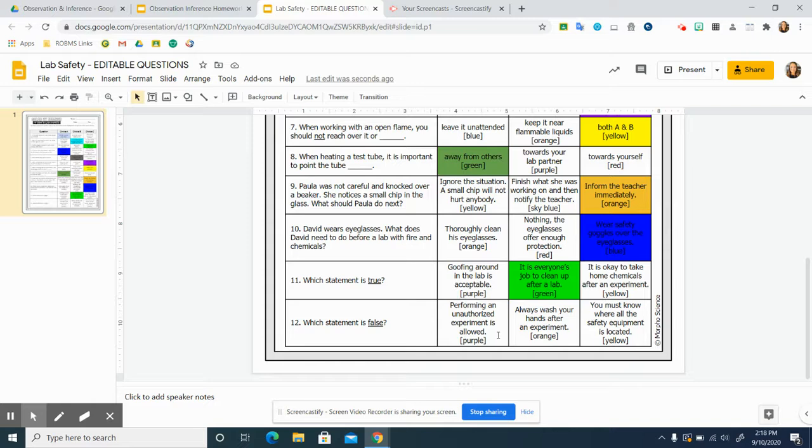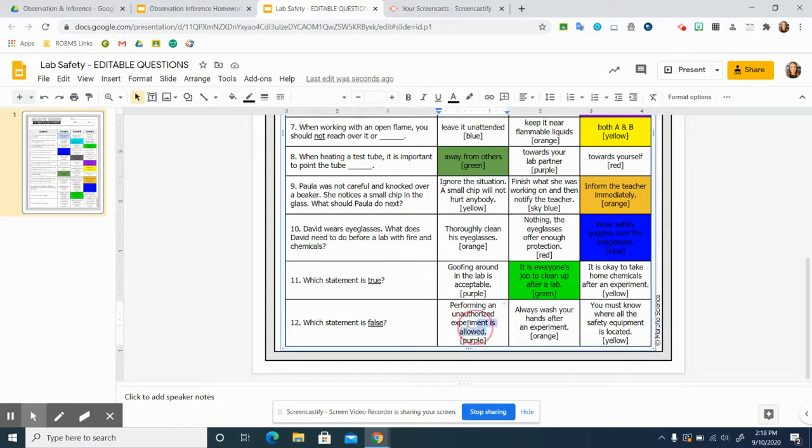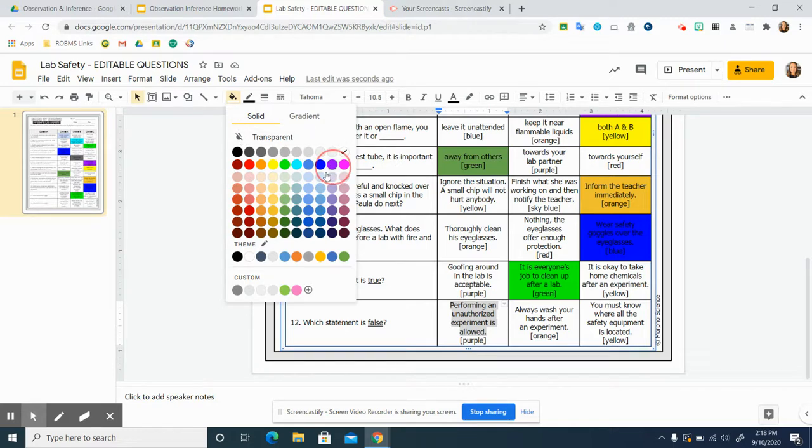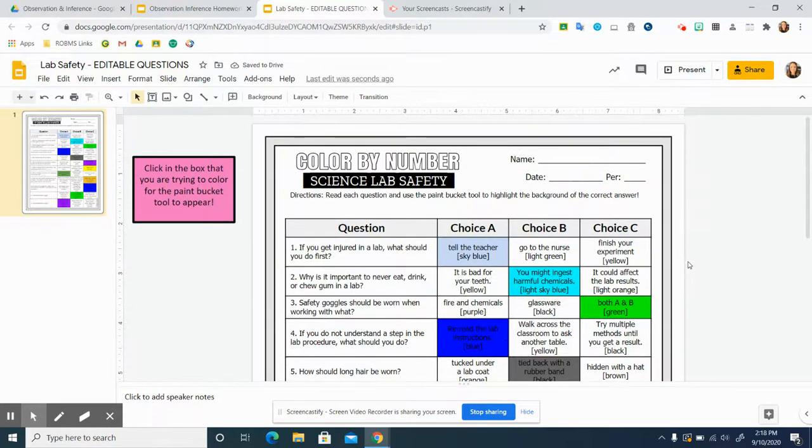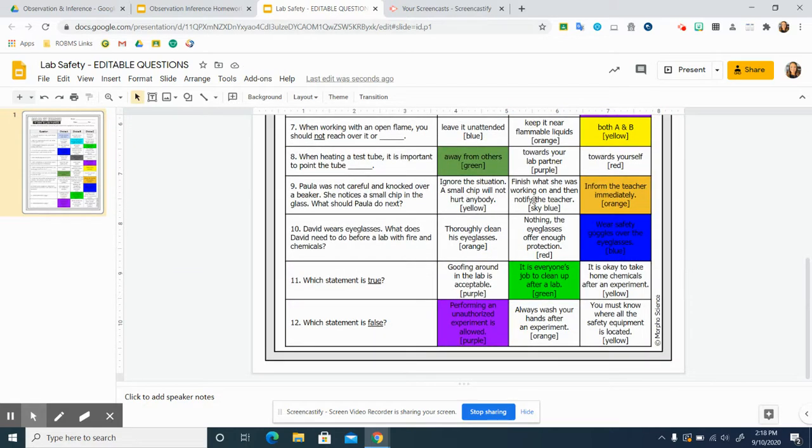And which statement is false? Performing an unauthorized experiment is allowed. Always wash your hands after experiment, or you must know where all the safety equipment is located. Do not perform any unauthorized experiments. They could be dangerous. There you have it. That is your homework review for the week.